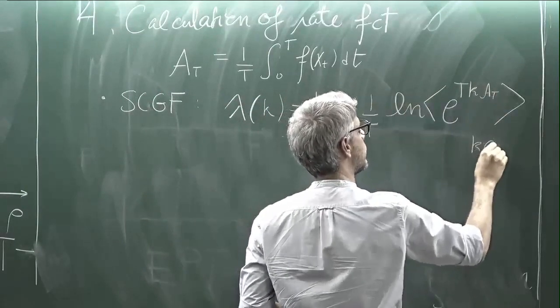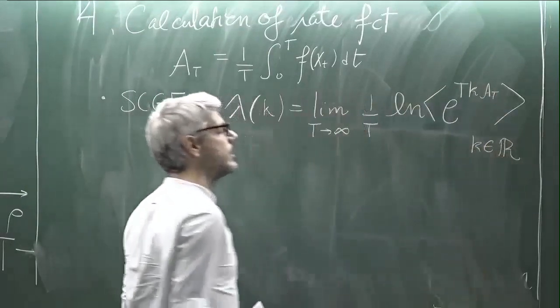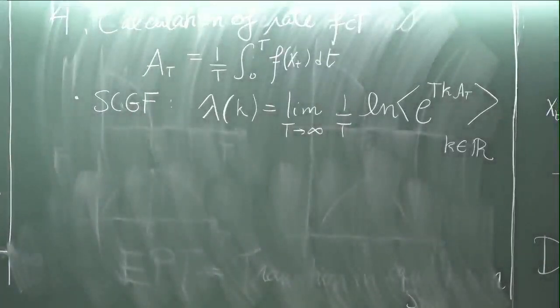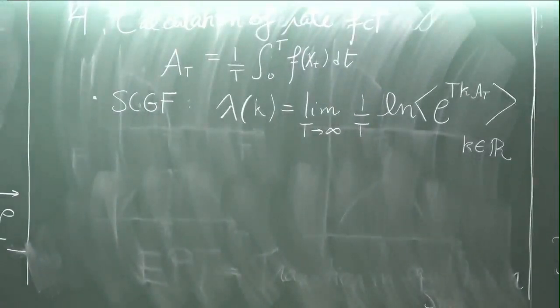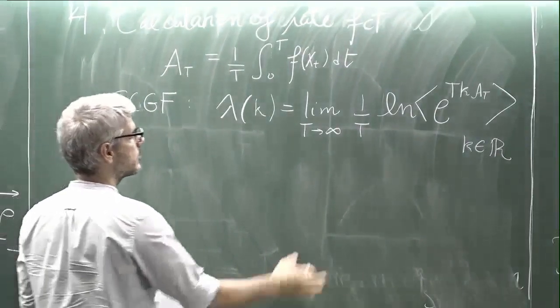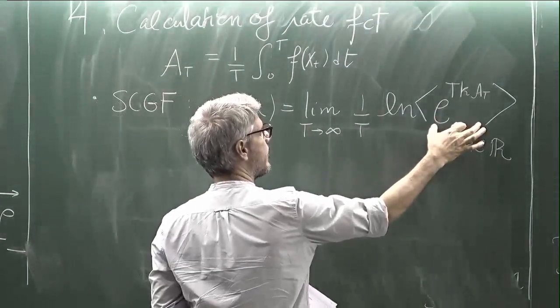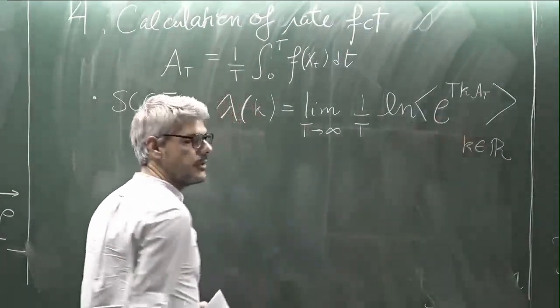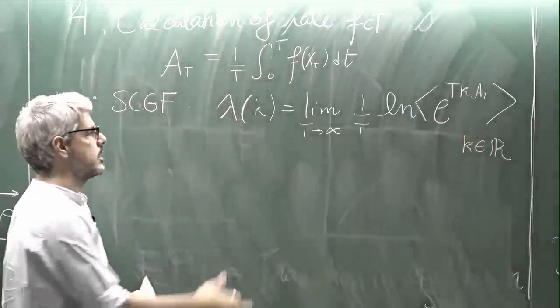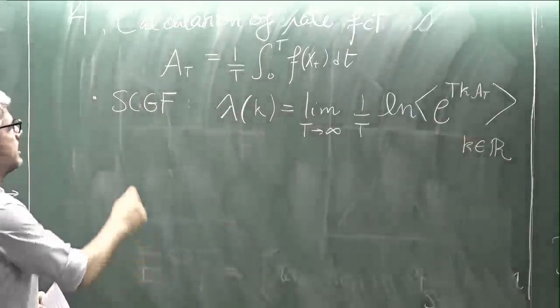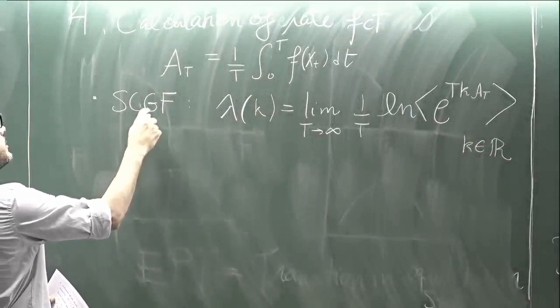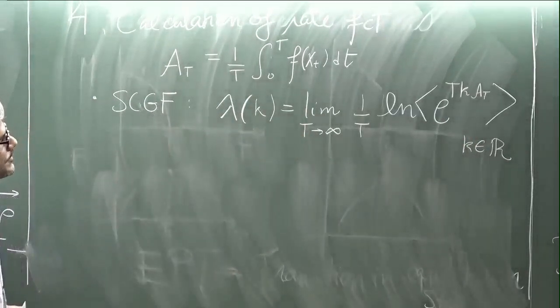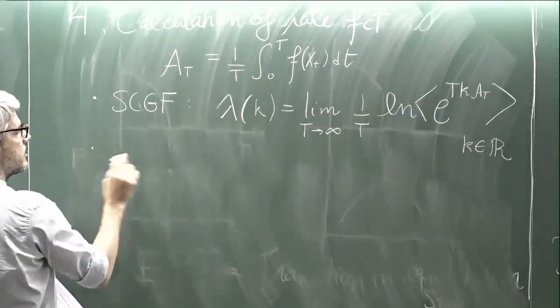And this is done, we need to calculate this for real values of k. So k is a kind of conjugate parameter to my random variable A_t, that's my observable. This is the generating function of A_t. Log of a generating function is a cumulant function because I take the limit. This is the scaled cumulant generating function. So we try to calculate this. The goal is to calculate this.